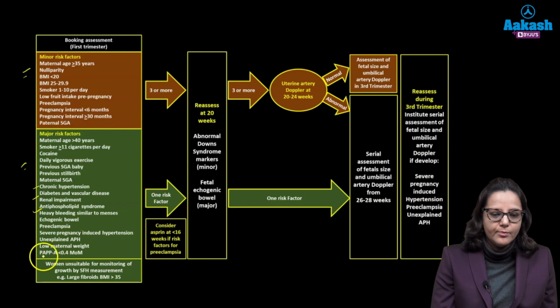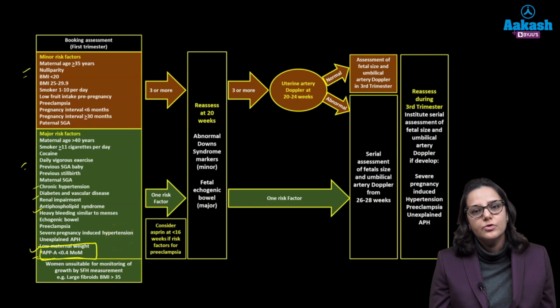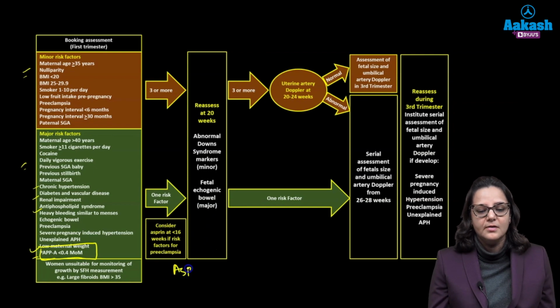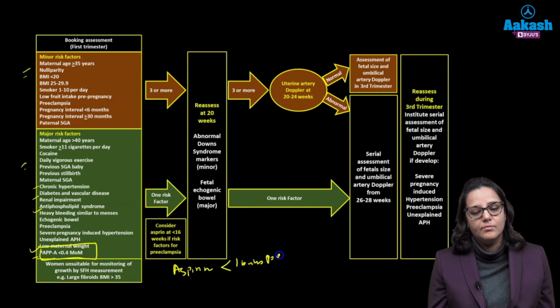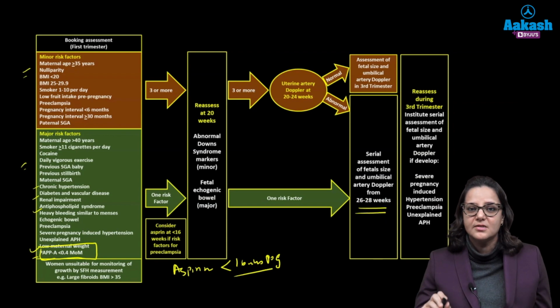Okay. One important point over here is PAPP-A less than 0.4 MoM, multiples of the median. So what are we going to do? If the patient has one major risk factor when you are taking the history, we will start aspirin in these patients at less than 16 weeks of POG, period of gestation. Okay, we will do the level 2 scan at 20 weeks, and from 26 to 28 weeks onwards we will do their serial scans. Alright, this is when the patient has a major risk factor.